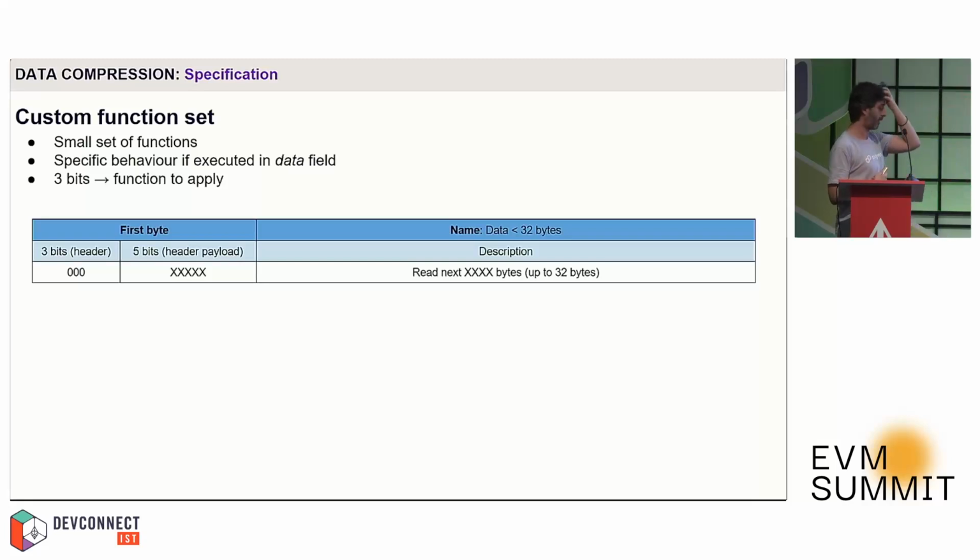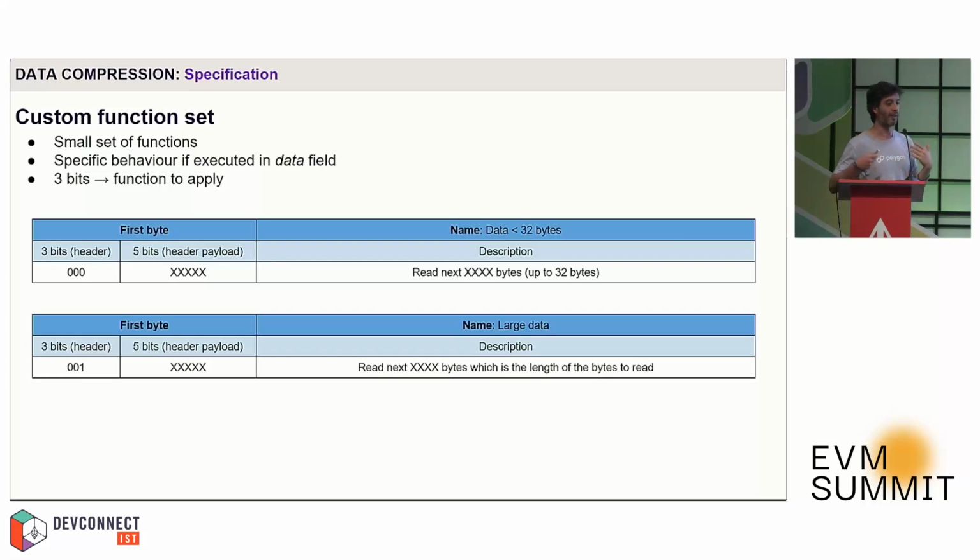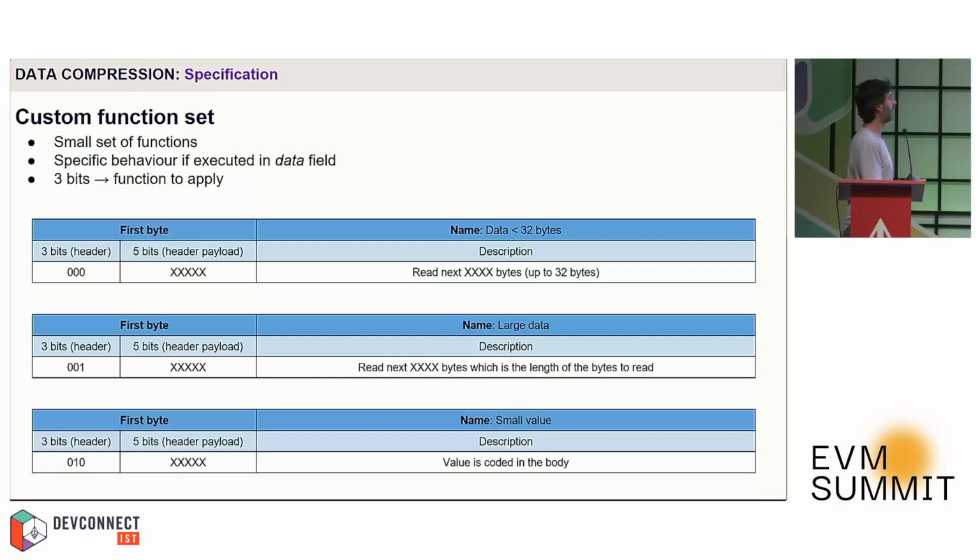So the first one, for example, is how to encode less than 32 bytes. So we first have the function, 000, and then what we call the header payload will indicate how many bytes to read. So here the question is, of course, what if I want to read more than 32 bytes? This is exactly the same as the RLP encoding. In the header payload, what we encode is the length of the bytes that we are going to read. Those are straightforward, simple.